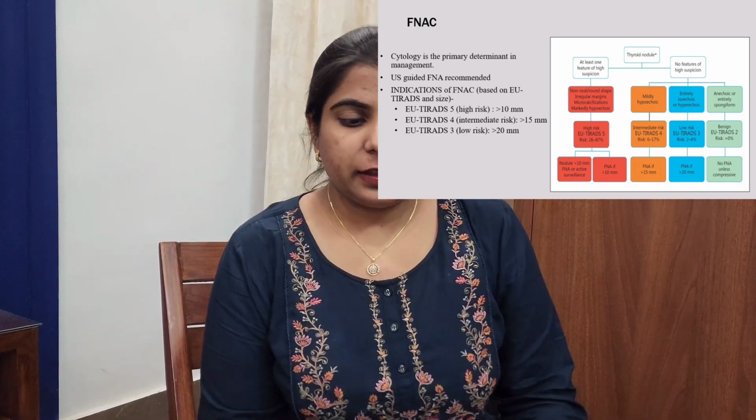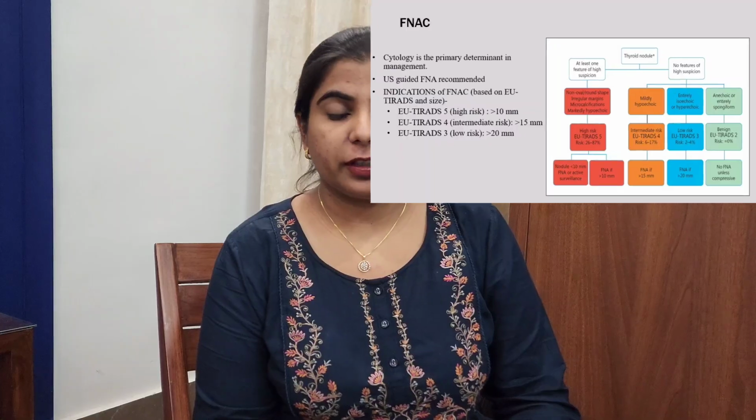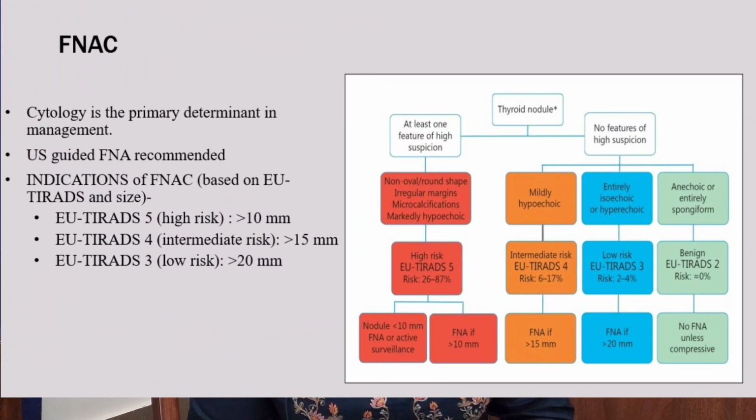Now, the second thing is FNAC. As we have already discussed, when FNAC has to be done: in thyroid 5, that is high risk cases, if it is more than 10 mm; thyroid 4, intermediate risk, if it is more than 15 mm; and thyroid 3, low risk, if it is more than 20 mm. So, cytology is the primary determinant of management. USG guided FNAC is recommended.